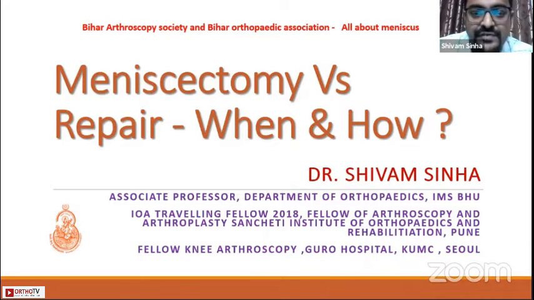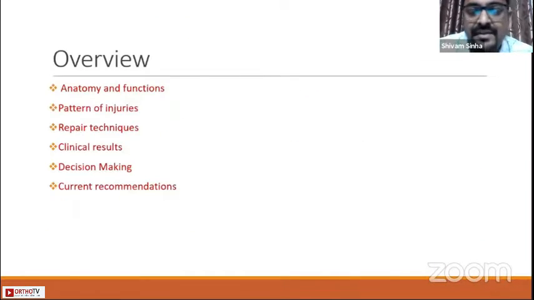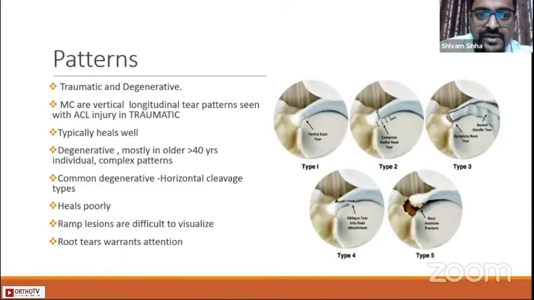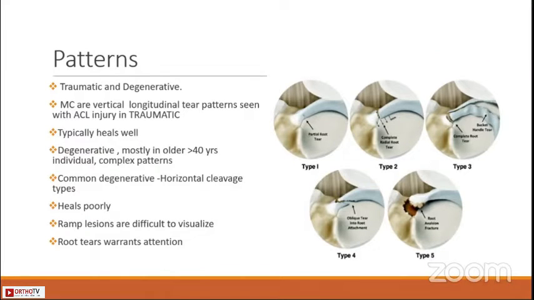I'm thankful to Dr. Manish for making my job much easier by giving a very good overview about the anatomy and functions. We'll be walking through the pattern of injury, repair techniques, clinical results, decision making, and current recommendations. Anatomy has been well spoken of. We know that lateral meniscus is more articular and has more coverage, and both of the menisci are peripherally vascular. Regarding the patterns or mode of injury, on which the treatment has to be individualized, whether it is traumatic or degenerative.